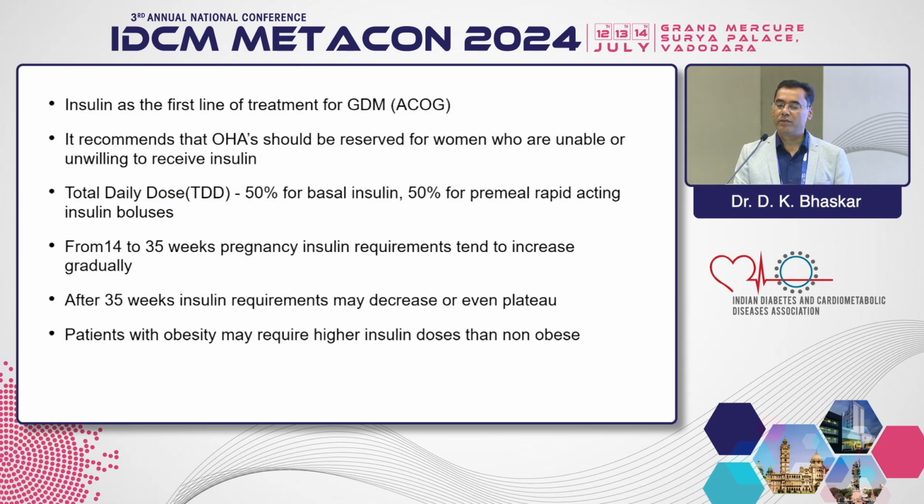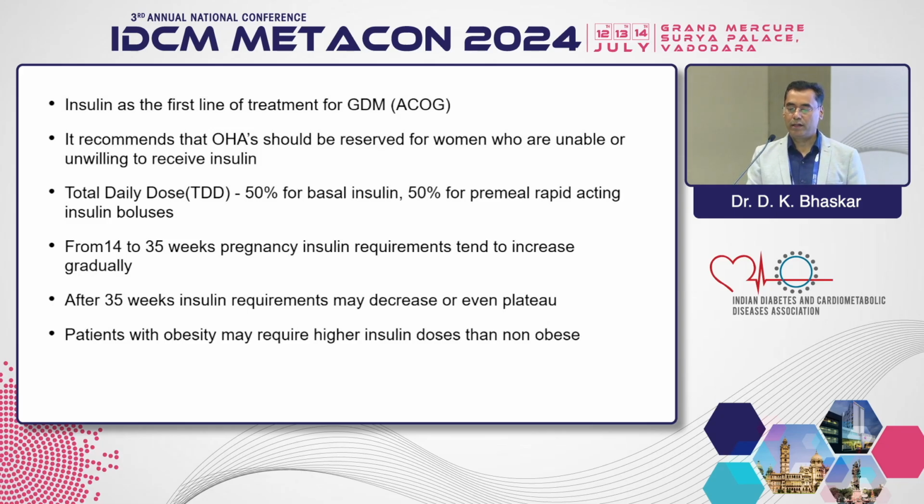So insulin is the first line of management in GDM because we know that metformin crosses the placenta, and glyburide crosses the placenta. Metformin cannot be used when the patient has preeclampsia, eclampsia, hypertension, or IUGR. In such cases of placental insufficiency, we should not use metformin because it may cause acidosis and growth retardation of the fetus. So it is recommended that OHAs should be reserved for women who are unable or unwilling to receive insulin. So insulin should be the first choice of management in GDM.